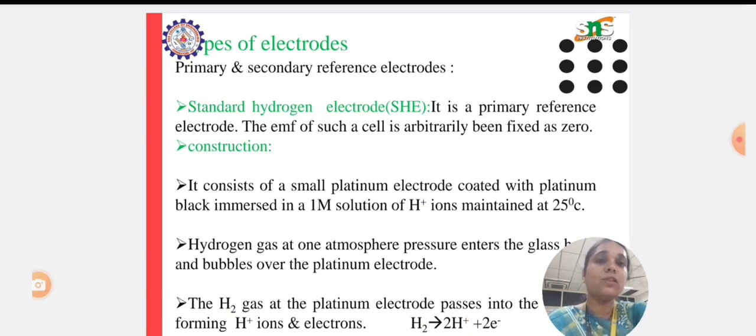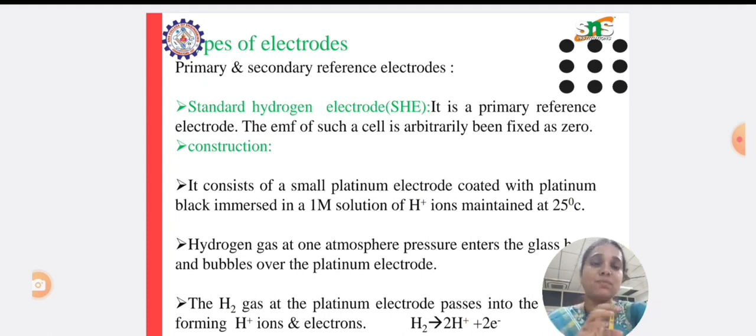The primary electrode, as already said, is the hydrogen electrode, the standard hydrogen electrode, commonly called SHE. It is the primary reference electrode. The EMF of such a cell is fixed as 0, so its potential is 0 and it can be taken as the reference.